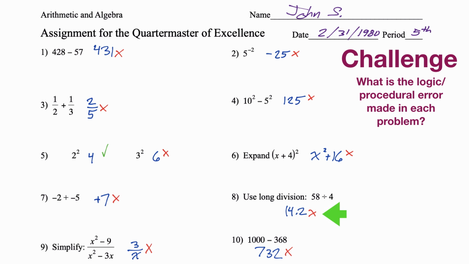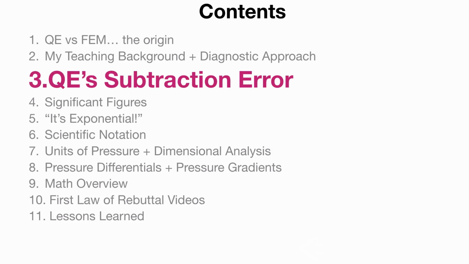Number 8, they did the long division, but then they got a remainder of 2, which properly expressed should be 2/4, right? Or 1/2, so 14.5. But when they got their remainder of 2 after the long division, they simply copied it as a decimal. And this next one, number 9, they were trying to cancel things out to simplify this fraction. So they canceled out a pair of x squareds. They canceled the -9 with the -3. Unfortunately, that is all illegal. You have to factor the numerator and factor the denominator before you do any canceling. And number 10 is actually a version of Quantum Eraser's error, which we're going to go over in a few moments. So let's take a look at Quantum Eraser's subtraction error.